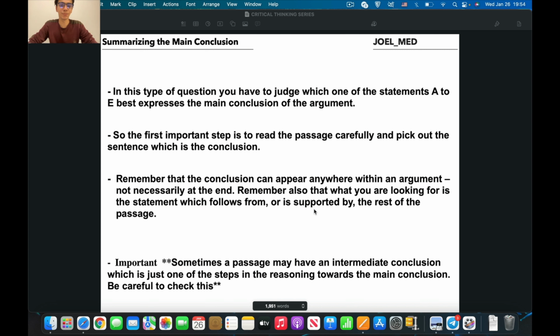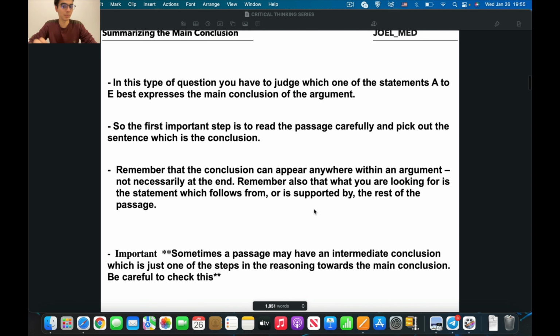So, the first important step is to read the passage carefully and pick out the sentence which is the conclusion. Remember that the conclusion can appear anywhere within an argument. It's not necessarily in the first part of the passage, or at the end. It can be in the middle, at the end, or at the start. There is no rule, so you have to focus on every part of the passage.